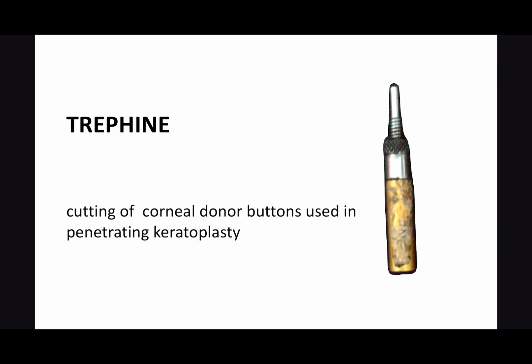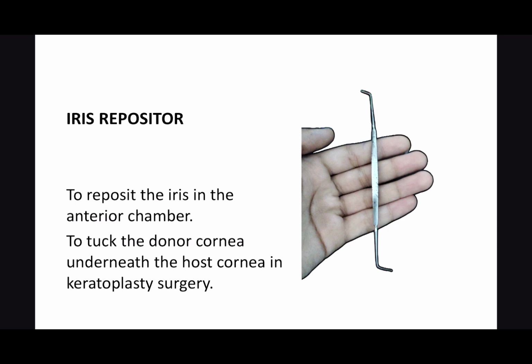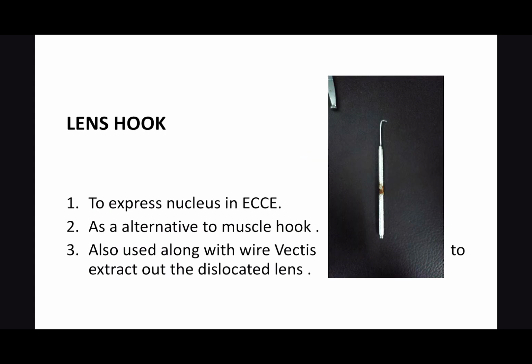This dirty-looking instrument is the trephine. Used for cutting corneal donor buttons in penetrating keratoplasty. This is an iris repositor. It is very distinct and easily identifiable. It is used to reposit the iris in the anterior chamber and to tuck the donor cornea underneath the host cornea in keratoplasty surgery.